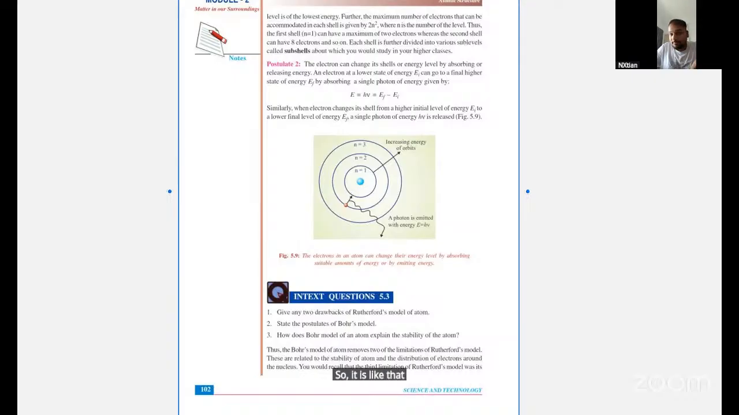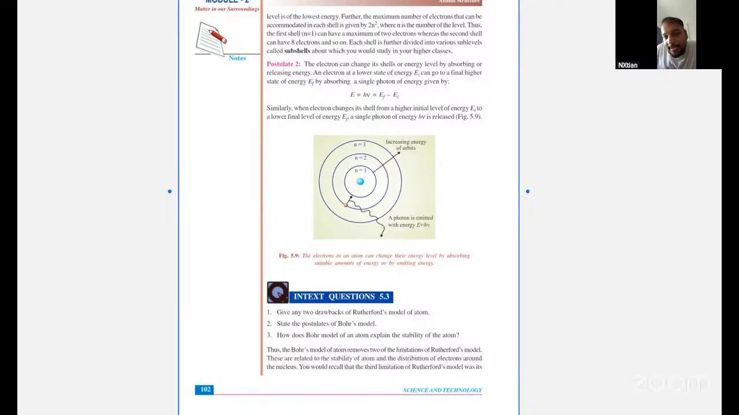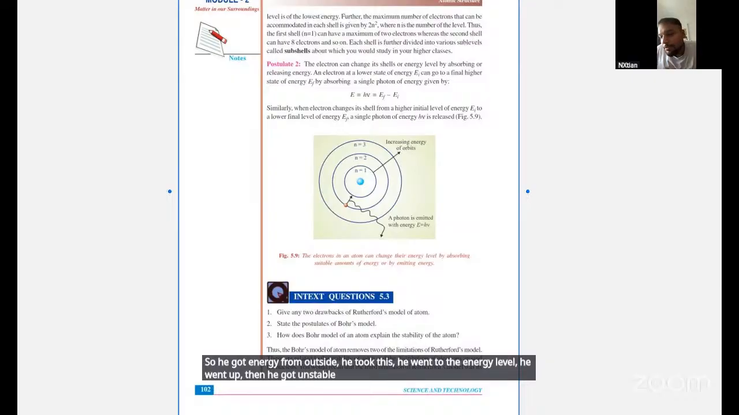But then why will the electron first run here and there? Because it got excited: yes, I am going to Nidhi's house, I mean, I am going to another house. So it got energy from outside and went up to the higher energy level. Then it got unstable and came back to its own house, enjoying its life.